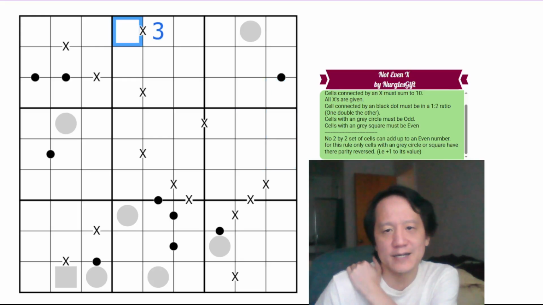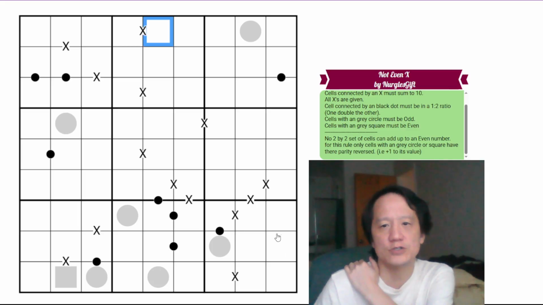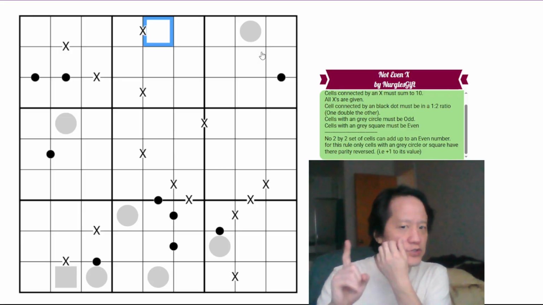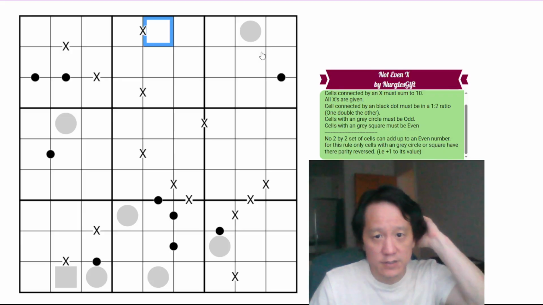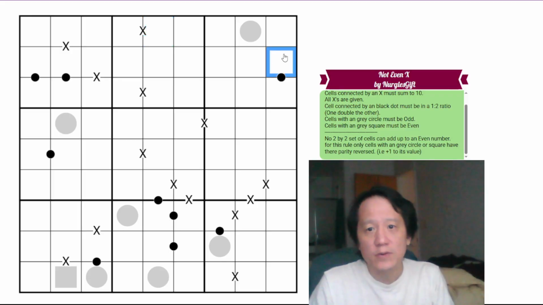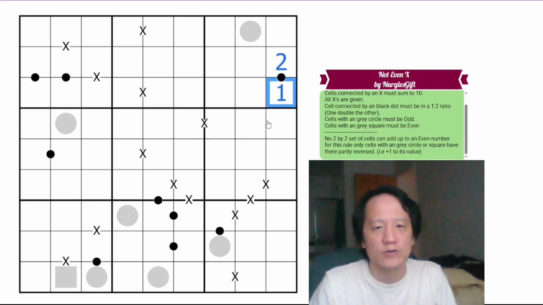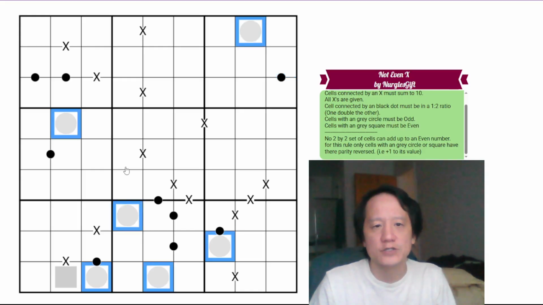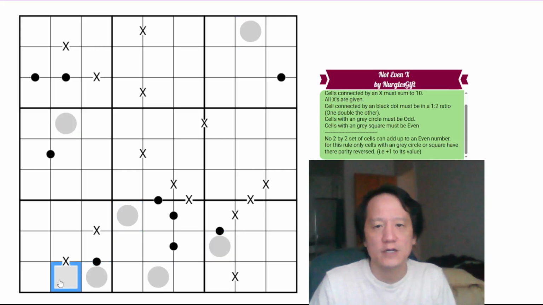Cells connected by a black dot must be in a 1-to-2 ratio, one double the other. There is no negative constraint there, so we don't have to worry about that. If this were 2, this would have to be a 1 or 4 to maintain that ratio. Cells with a gray circle must be odd, so all of these cells are odd. And the cells with a gray square must be even, so this must be even here.